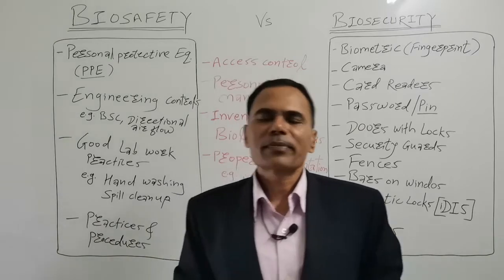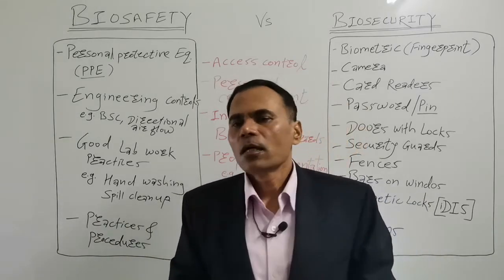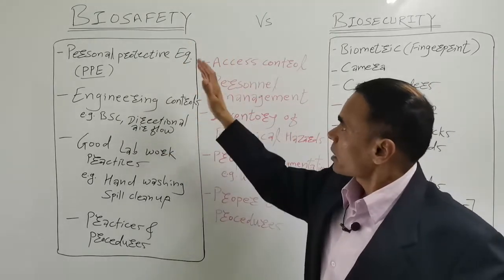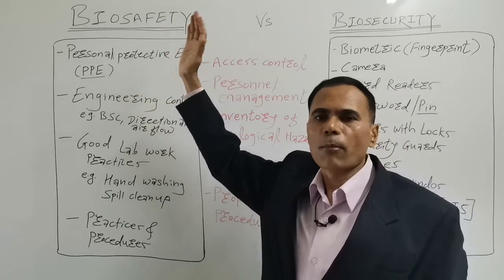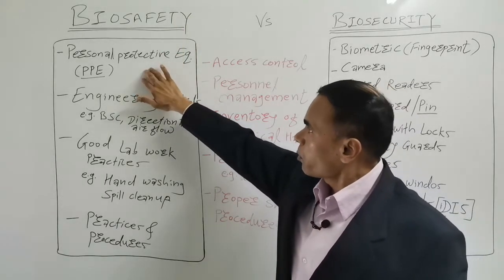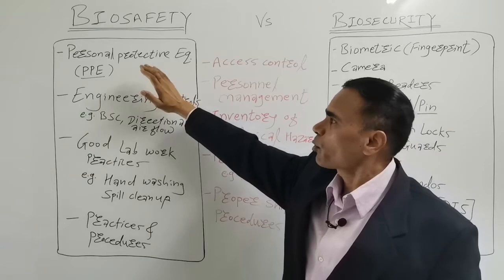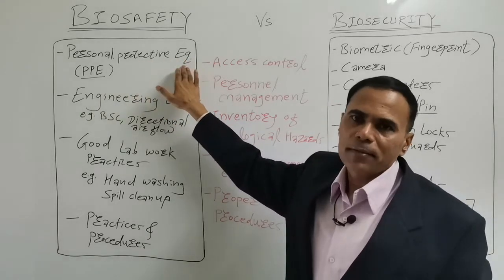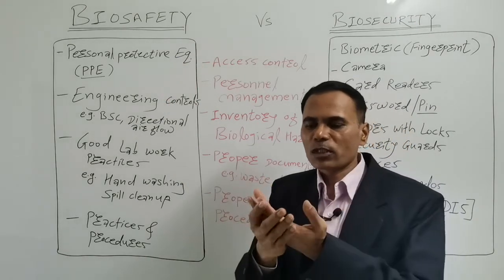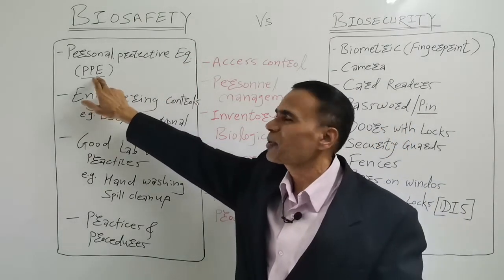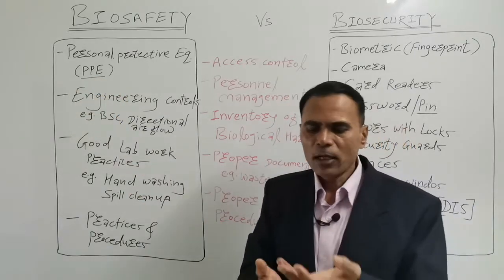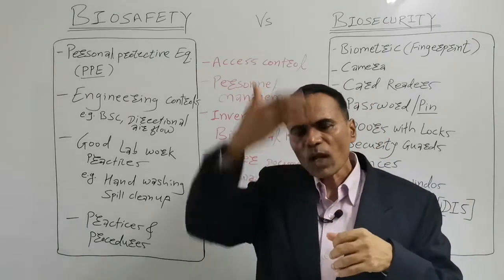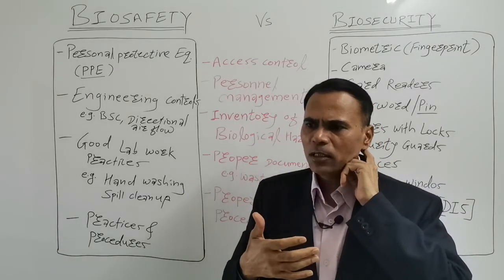Okay, so what are the fundamental differences between biosafety and biosecurity? If you look here, these are the unique features specific to biosafety. The first feature is that for the protection of the people, we use personal protective equipment, or PPE for short. Examples are hand gloves, lab coats, safety glasses, and face shields.